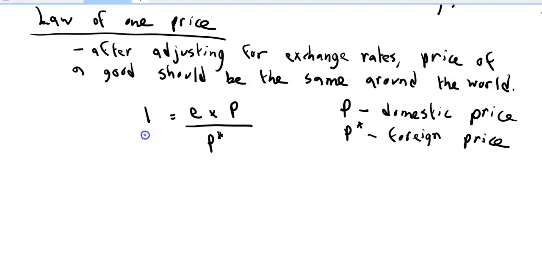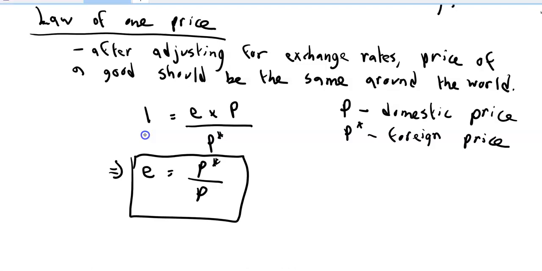Eventually, it should give me this value. Or in other words, if I rearrange it, I can find E, that is the nominal exchange rate, will equal P star over P. This is then giving me a very important formula. It is telling me that the nominal exchange rate is basically the ratio of the two countries' price index.